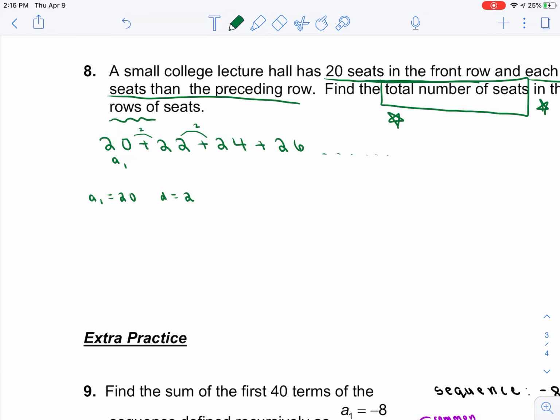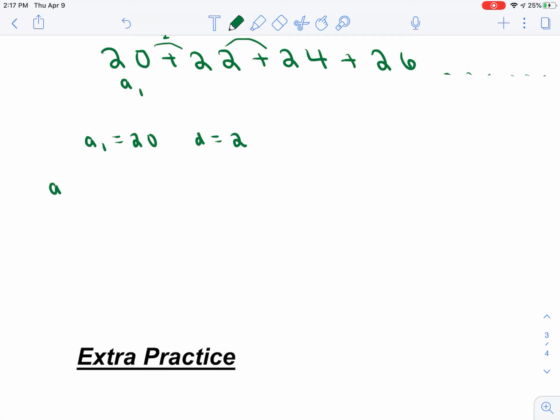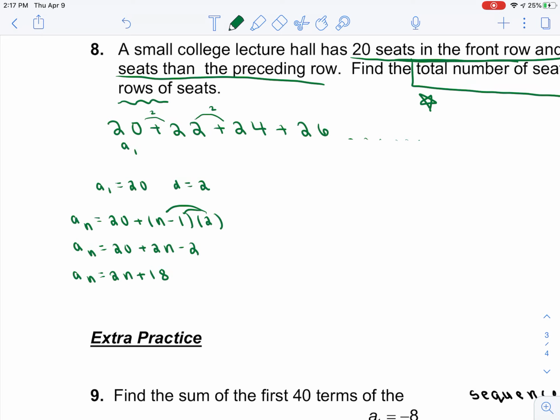I have enough information to write my rule to find the number of seats in any row. If you think about it, we have our first term of 20 plus n minus 1 times the common difference of 2. If I simplify this, I get my rule for finding the number of seats in any row.